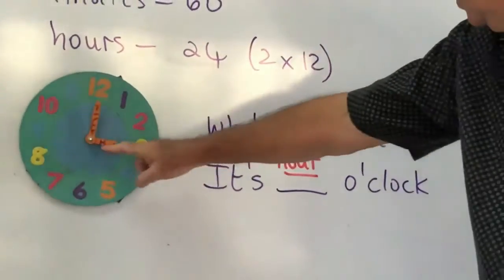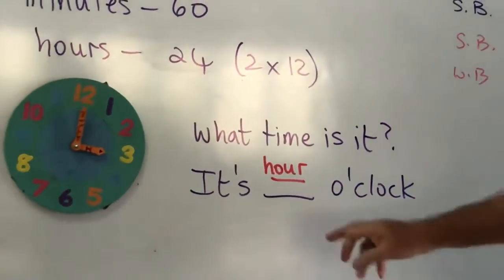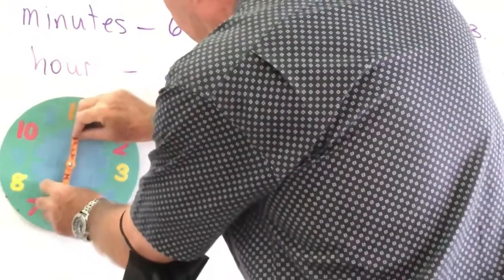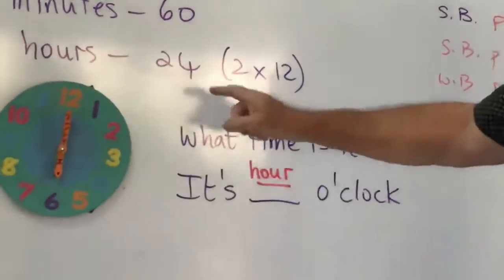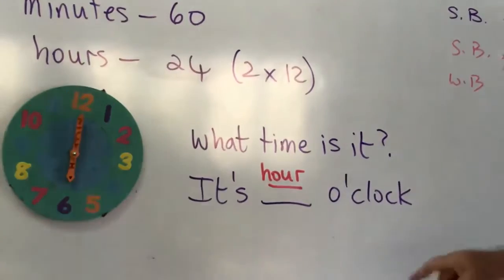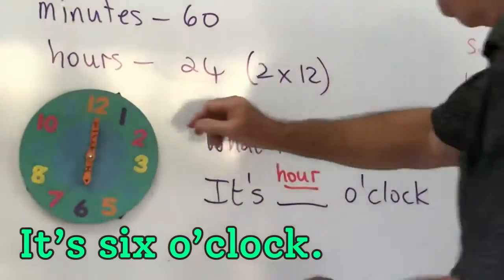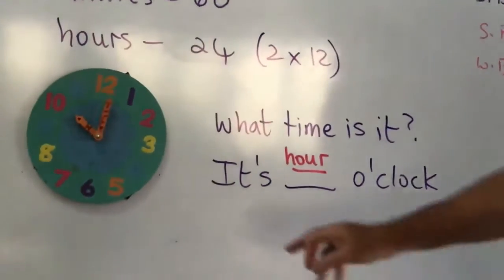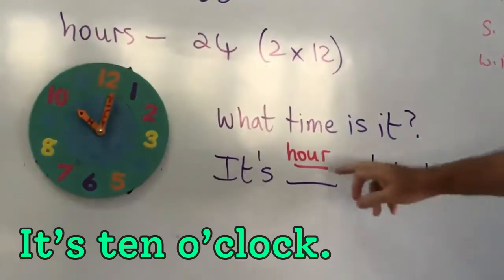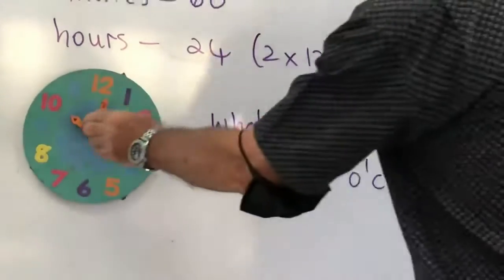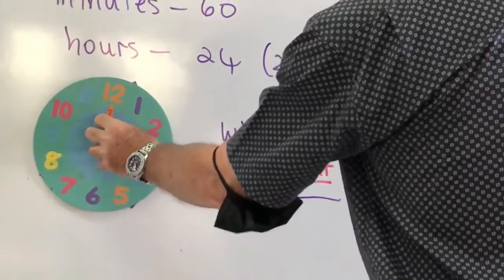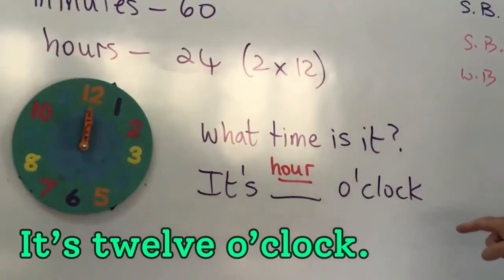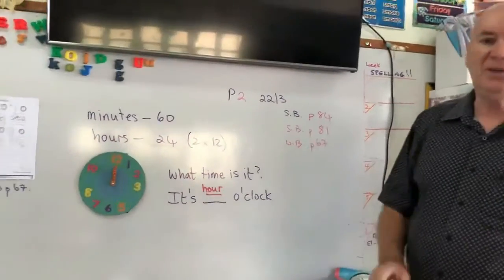So here, look, the hour is pointing at 3, so we would say it's 3 o'clock. Or here we would say it's how many hours? Hour 6, so it's 6 o'clock. Or here, what's the hours? The hours is 10, so it's 10 o'clock. Or if it's like this, what's the hour? The hour is up at 12, so it's 12 o'clock. So that's what we're going to look at today.